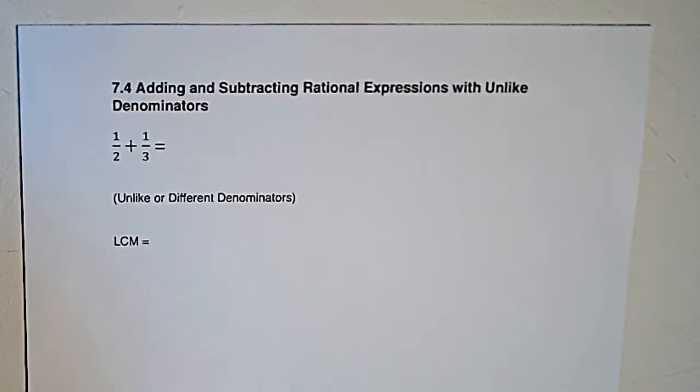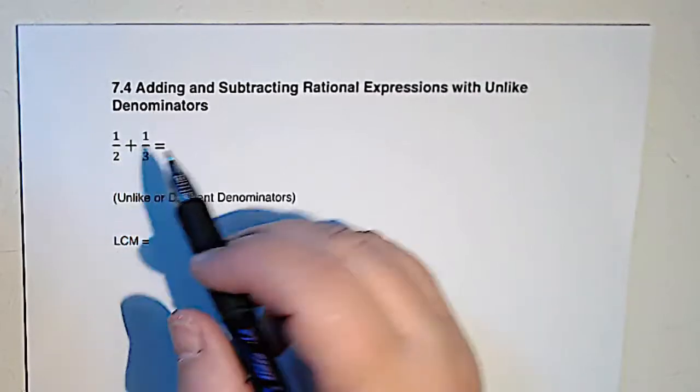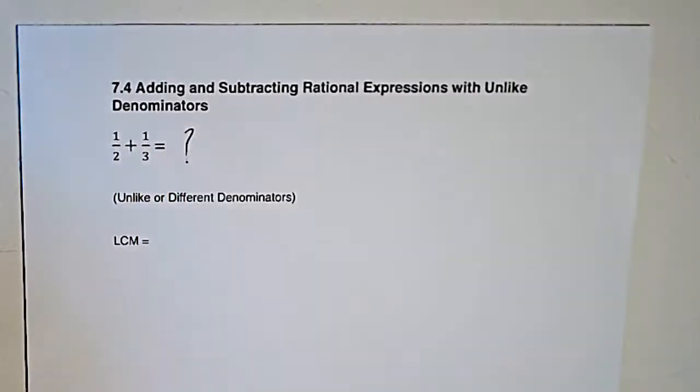So in other words, I want to add 1/2 plus 1/3, and I don't know what it is. So if we have unlike or different denominators, or we don't have common denominators. I don't know if they're called uncommon denominators. That would be pretty cool, but I doubt it. So we have to come up with a way to combine these two.